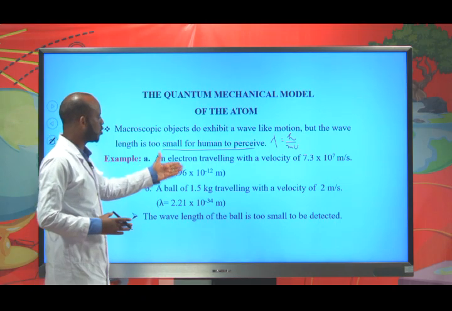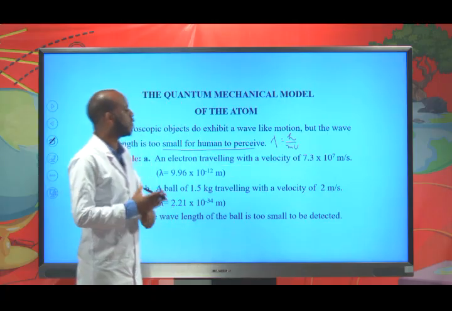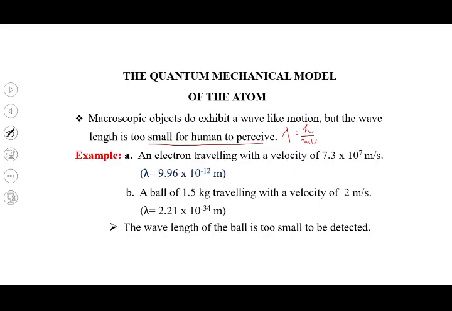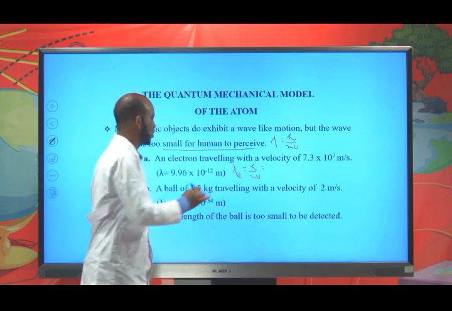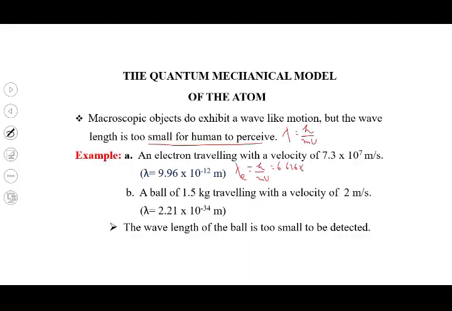For example, for an electron traveling with a velocity of 7.3 times 10 to the power of 7 meter per second, its wavelength is this, you see. Because wavelength of an electron equals h divided by mass times velocity. h is Planck's constant, which is 6.626 times 10 to the power of minus 34 joule second, divided by mass of electron, 9.11 times 10 to the power of minus 31 kilogram, times velocity of the electron, 7.3 times 10 to the power of 7, which is 9.96 times 10 to the power of minus 12 meter. This is the wavelength of an electron.